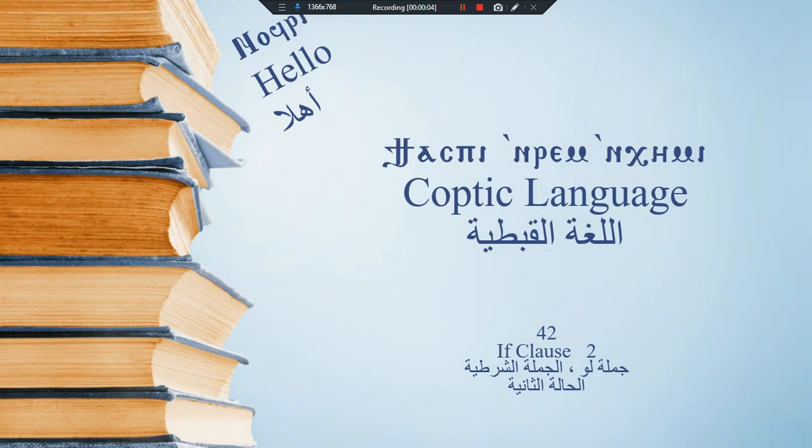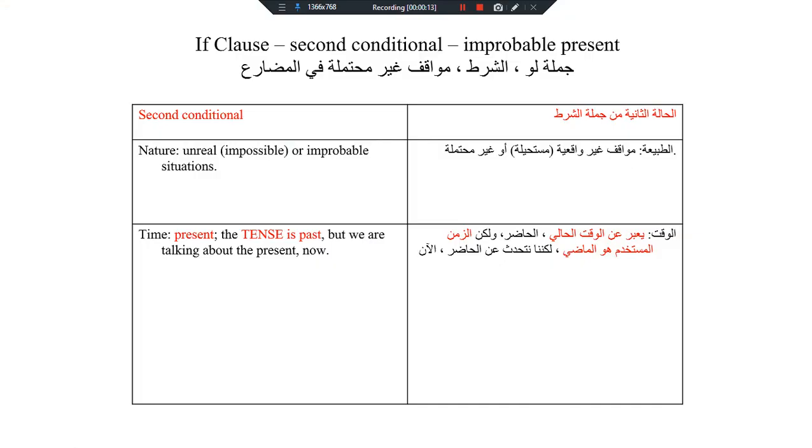Today's lecture we are going to talk about the if clause, the second case of it. So we are going to talk about the second conditional, when we talk about improbable situations in the present. In the improbable situations in the present, we use the past tense in the first part of the if clause.